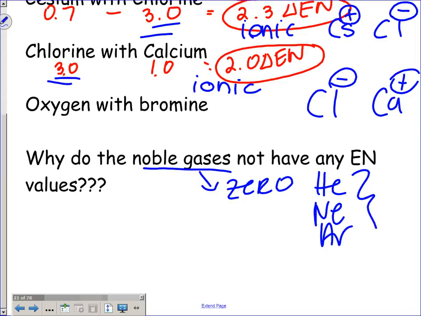So these don't, because they already have an octet, and they don't want any more electrons. However, krypton and xenon, those things are huge. Those have like 3, 4, 5, 6 valence electron shells. You can actually drop extra electrons in there, and they kind of don't even know it. So that's why they don't mind taking extra electrons. If somebody needs to bond with them, they'll do it.